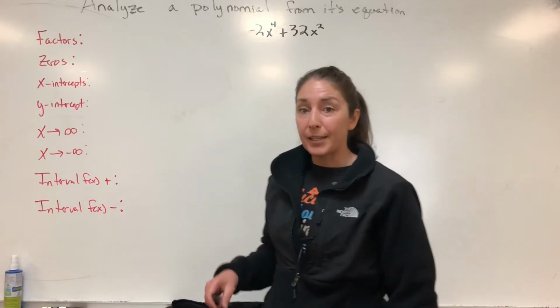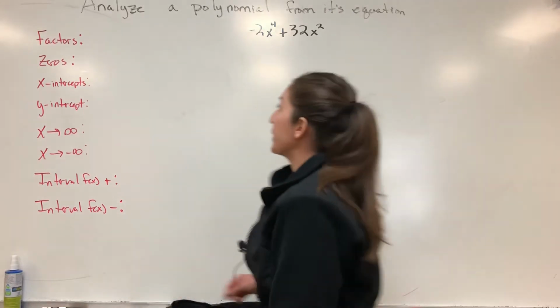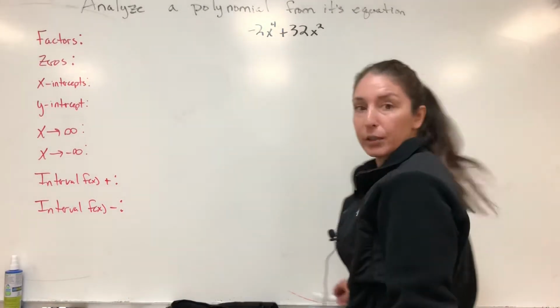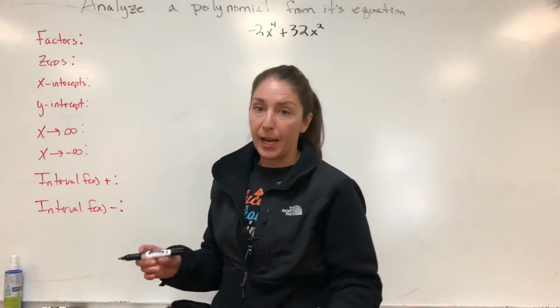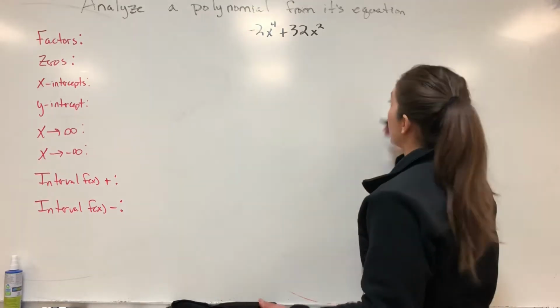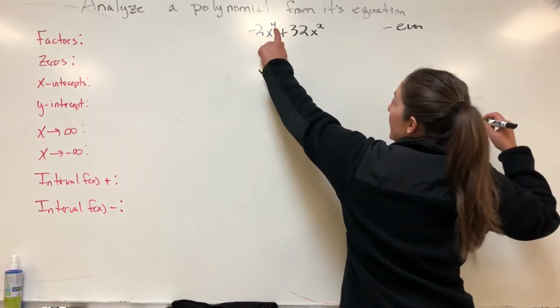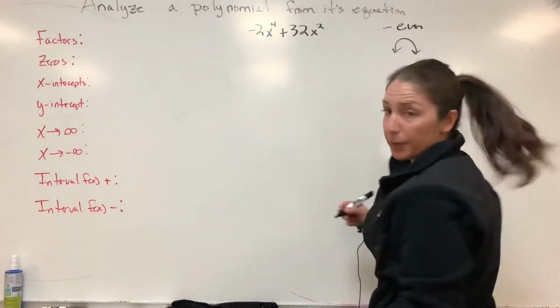Okay, here is another example of how to analyze a polynomial from a graph. In this example, it looks like we have a negative even power. So when we have a negative even power, we're going to have a different shape than what we previously had. The general shape is a frowny face.